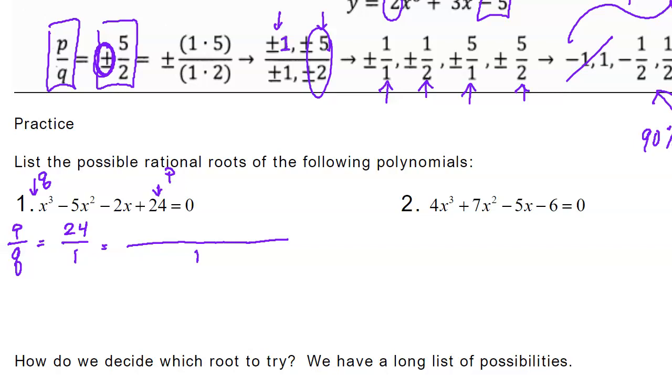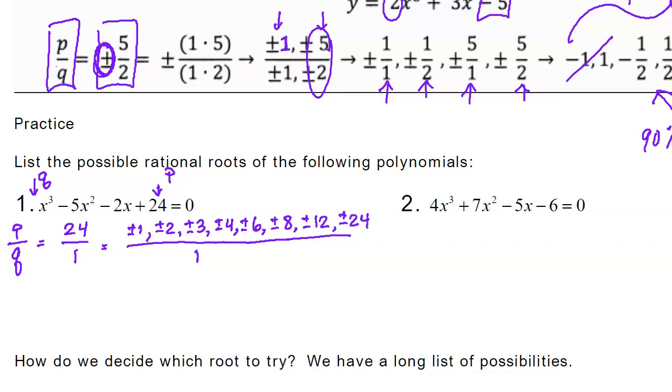Now I'm going to list it in order from least to greatest. So we have plus or minus 1, comma, plus or minus 2, comma, plus or minus 3, comma, plus or minus 4, comma, and now, let's see, it was 4 times 6, 3 times 8, 2 times 12, and 1 times 24.